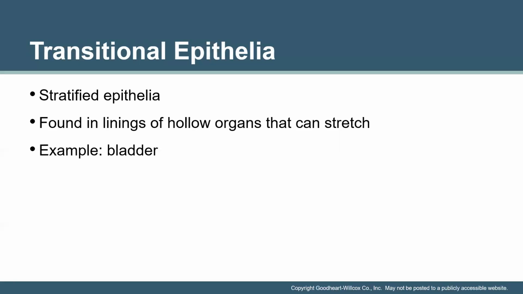When we talk transitional epithelial tissue, this is a specialized type of epithelial tissue, primarily found in the bladder. This type is stratified, meaning it's going to have 2 or more layers on top of one another, but it needs to stretch. So the shape of it is modifiable or mutable.